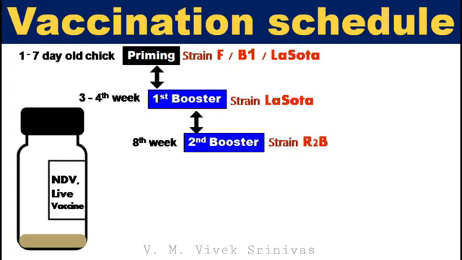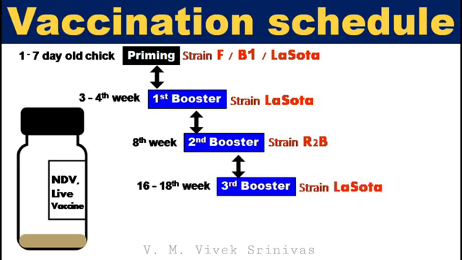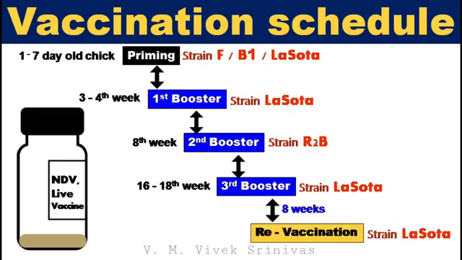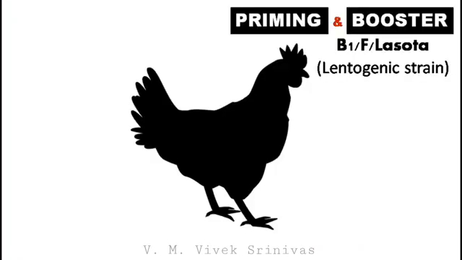The next booster is done at 8th week of age using the R2B Mukteswar or mesogenic strain. R2B mesogenic strain is used as a booster after the use of lentogenic strains. And then the subsequent boosters and revaccination are carried out with the Lasota strain, as per the periodical antibody titer assessment following each vaccination.